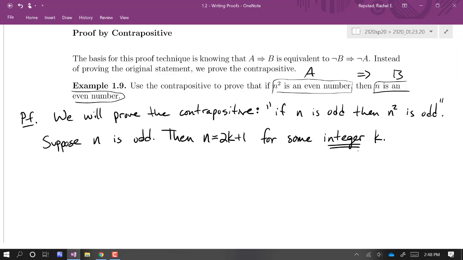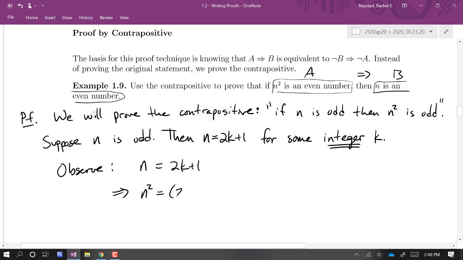What do we do now? What's our end goal here? To n squared. Yeah, we want to get to a statement about n squared. So what do we do? Square both sides again? Yeah, so let's observe. That implies that n squared is equal to 2k plus 1 squared.